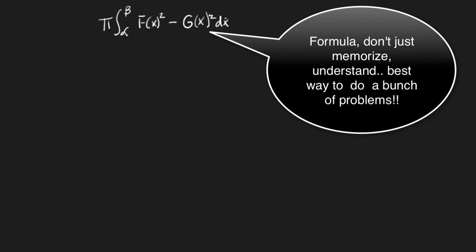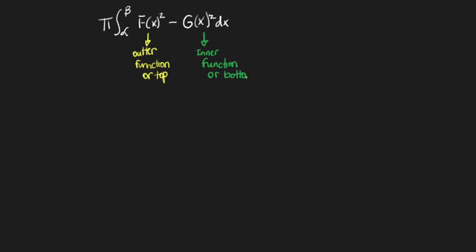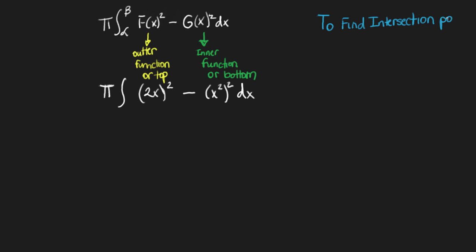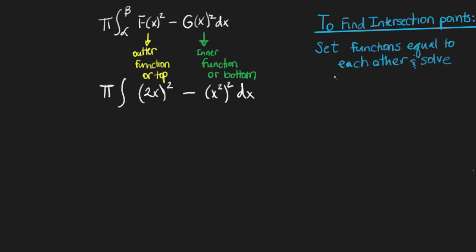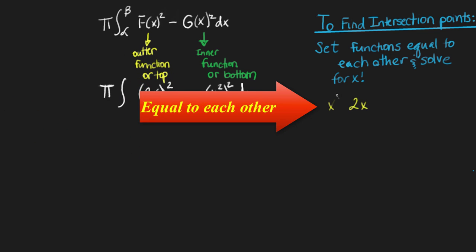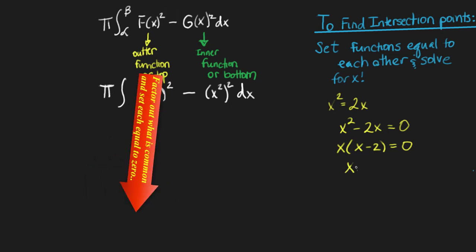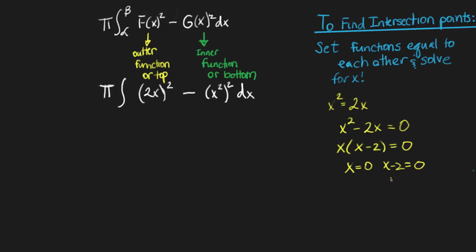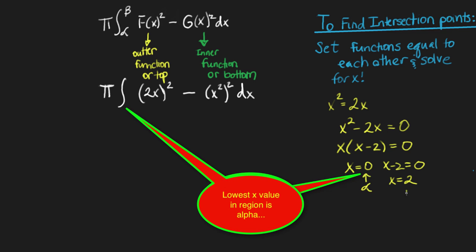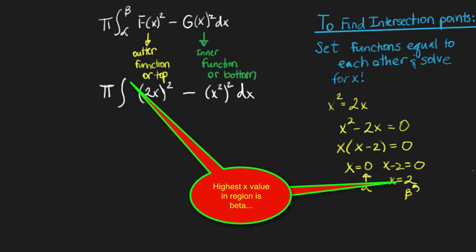So graphically we were able to determine that our f of x, the top function, was 2x, and we've got to square it, and our bottom function was x squared. We didn't figure out our intersection points, so let's do that now. The way we figure out the intersection points is we set them equal to each other and solve. So we would get 2x equals x squared, and we would bring it all to one side, then solve for x. We factor out the common x, and we get the endpoints. The lowest one's going to be your alpha, and your highest one's going to be your beta.